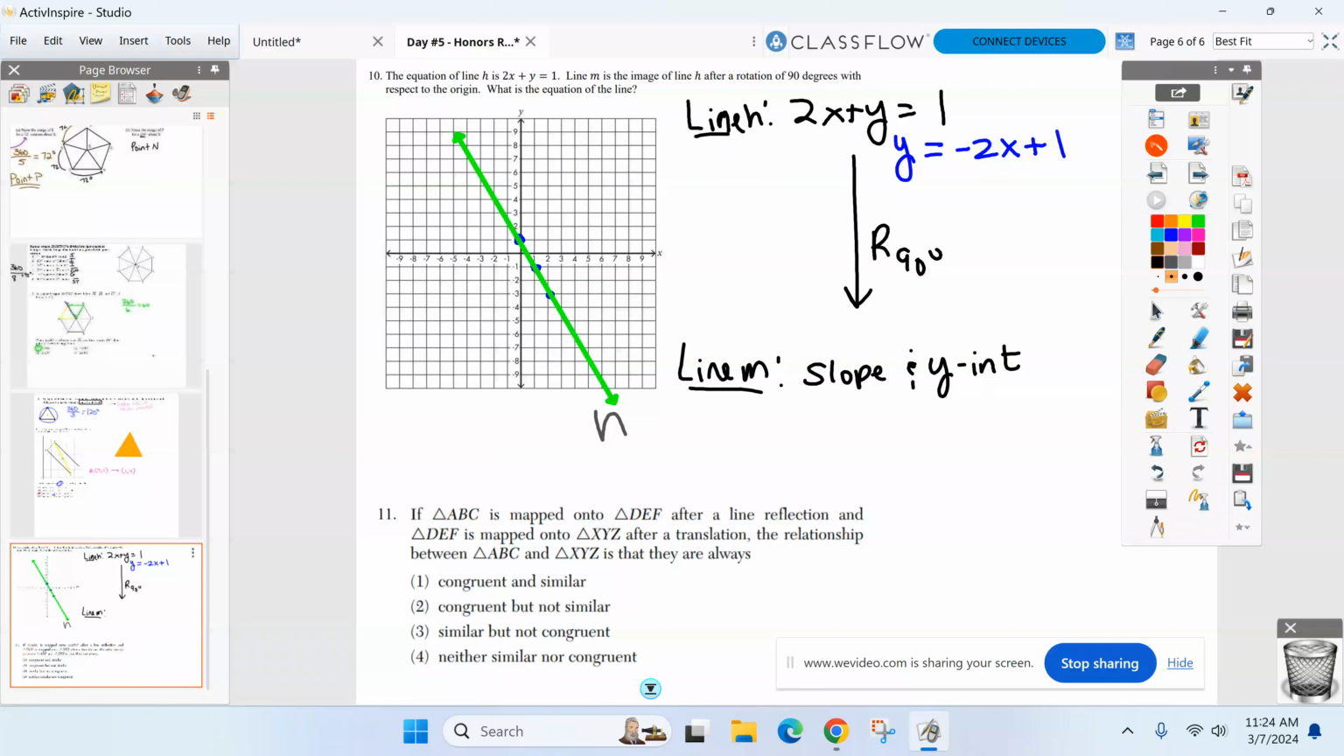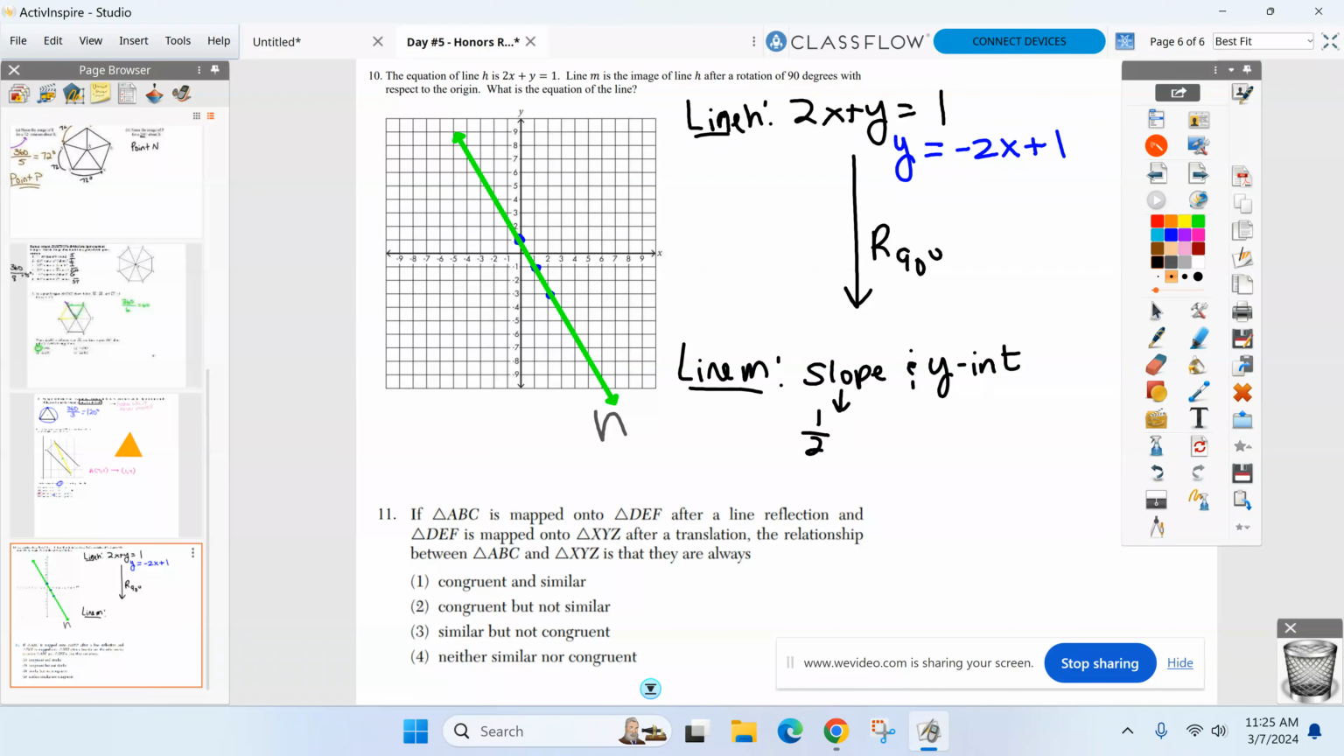Any thoughts whatsoever to get either one of those? Probably want to start with the slope because I need the slope to get to the y-intercept. Matt, thoughts? The negative reciprocal. Why negative reciprocal? Why'd you bust out that term? How do you know it's going to be perpendicular? Because we're rotating this 90 degrees. So line H, and when I rotate it, line M are going to form a right angle. Good job, Matt. Slope of this line is negative 2. You want to keep going? What's the slope of line M now? 1/2. Good. All right, everyone's all right. So 1/2.